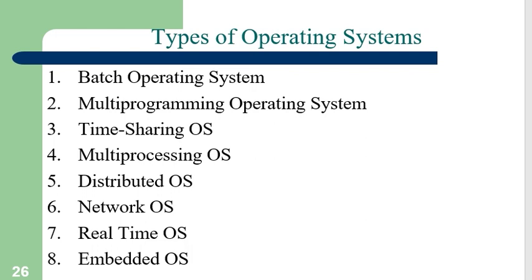There are various types of operating systems. Nowadays we are popularly using Windows and some others. Let me discuss that. Batch operating system, multi-programming operating system, time sharing OS, multi-processing OS, distributed OS, network OS, real-time OS, embedded OS.